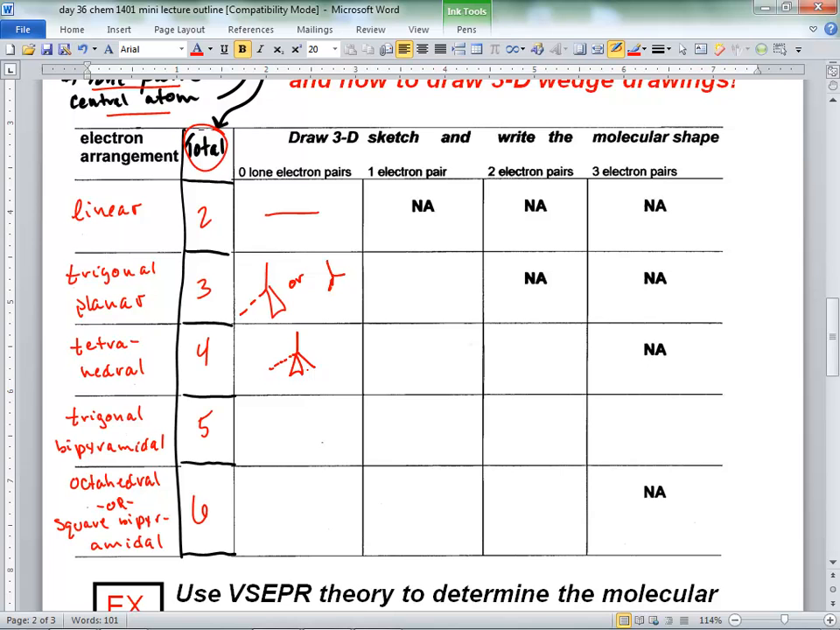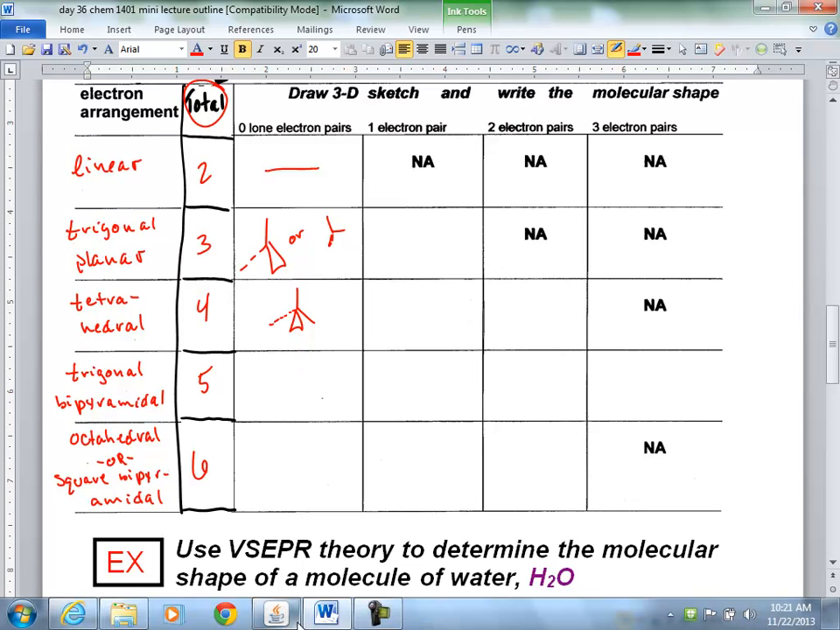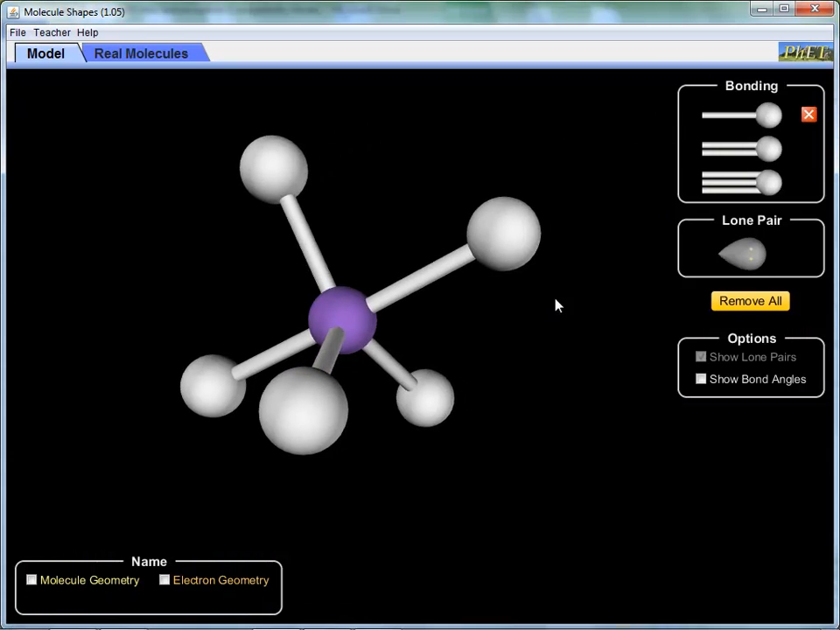Trigonal bipyramidal. Now there's a little trick to this one. This one we're trying to draw this.